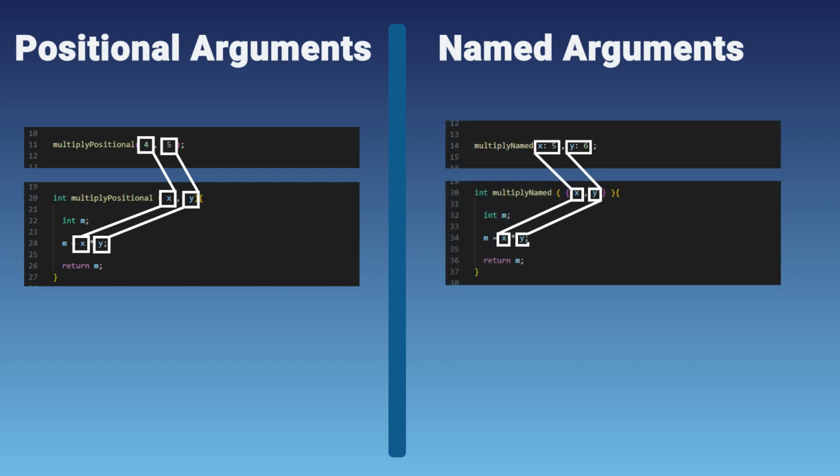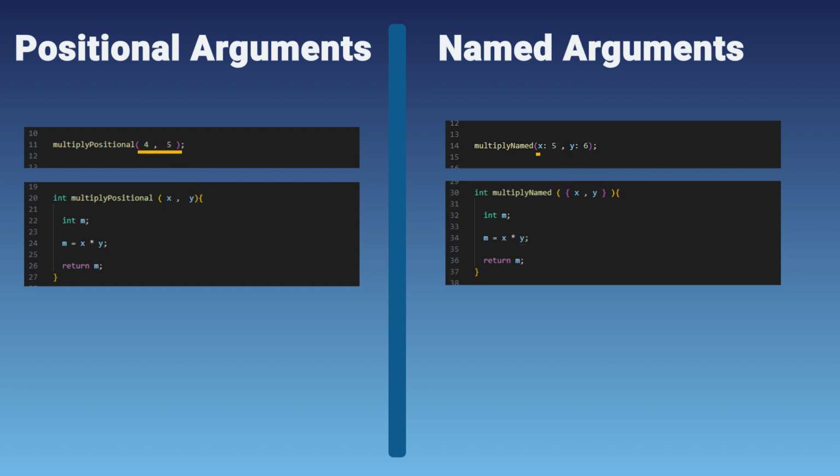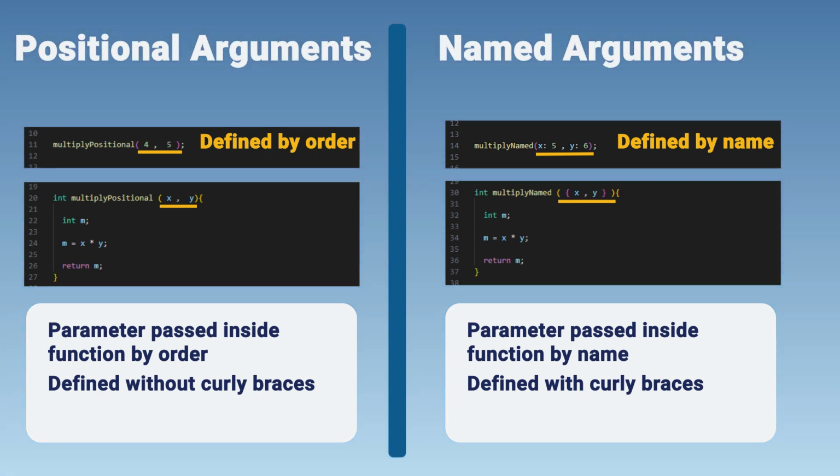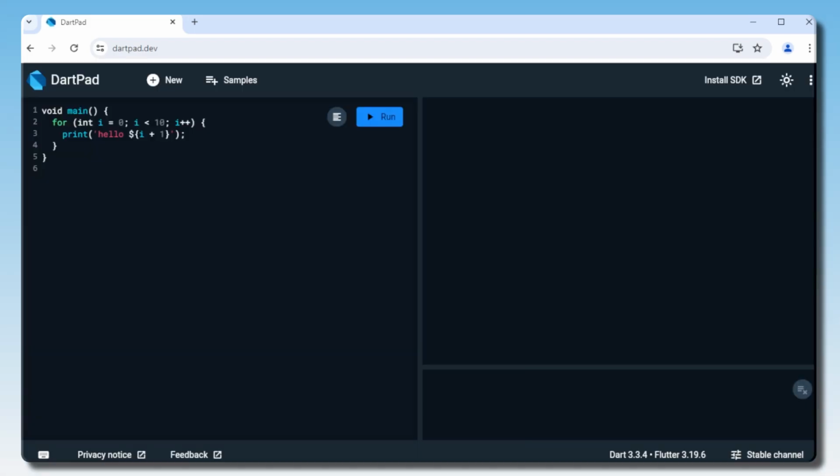When you define a function with named arguments in Dart, you place these arguments inside curly braces. This method allows you to specify which parameter you are setting by name, regardless of the order. It's incredibly useful for functions that have many parameters or optional parameters. Let's take a very simple example to illustrate the difference between these two types of function inputs. We'll use DartPad.dev for easy demonstration.